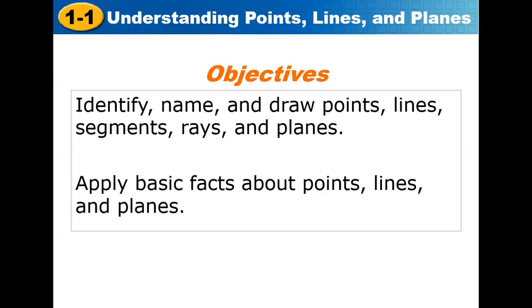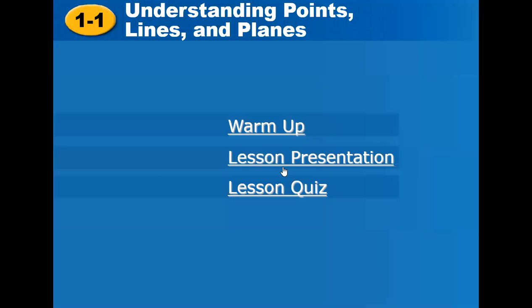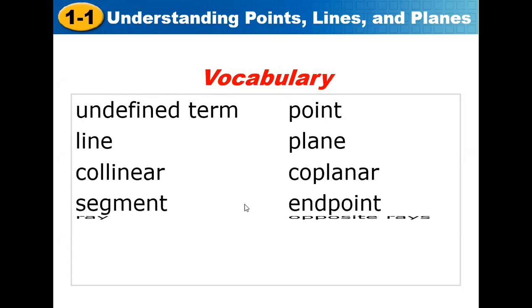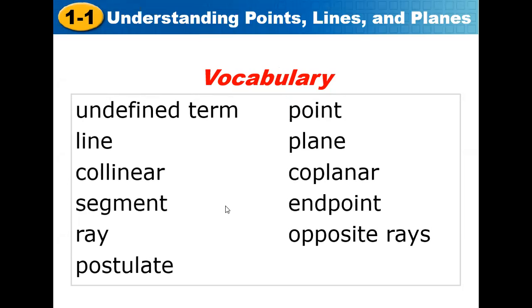So we have two parts: to identify the name, and you have to know how you can draw all of these, which are points and lines, and we can denote lines. Sometimes we can say a straight line. So this is called lines. Then we have the vocabulary in this lesson: undefined term, and we have to know the meaning of undefined, line, collinear, segment, ray, postulate, point, plane, coplanar, endpoint, and opposite rays.